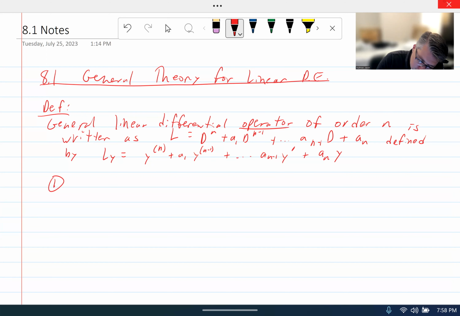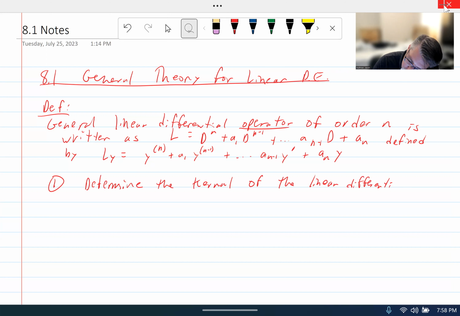Okay, number one, determine the kernel of the linear differential operator L, where L is equal to D minus 2x. Given Ly equals 0.